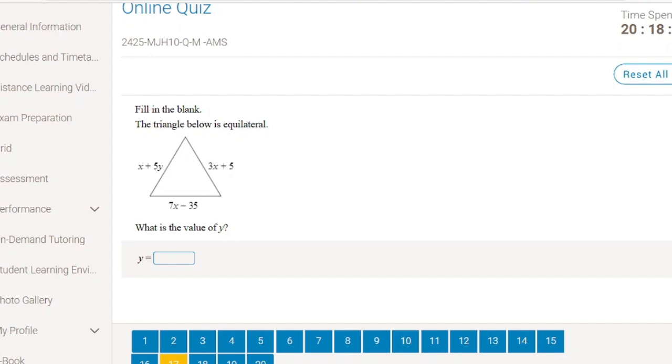Fill in the blank. The triangle below is equilateral. Okay, so this triangle is equilateral. That means all sides are equal. Here he wants to know what is the value of y.